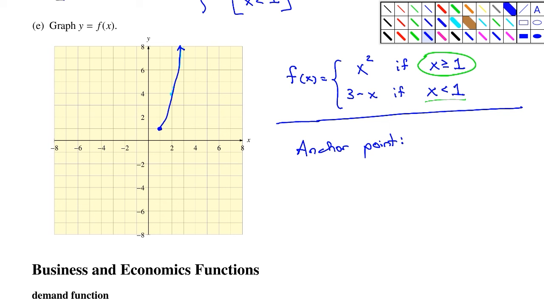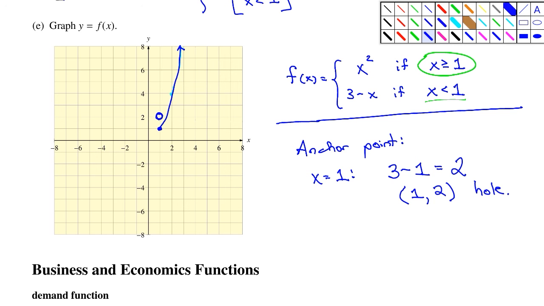So you're sort of pretending, or what if I could use x equals 1 with this second expression? Well, I would get 3 minus 1 is equal to 2. So that's the point 1 comma 2. And that is going to be a hole. It's an anchor point, but it's going to be open. So 1, 2 would be right here. We're going to make that an open circle right there.